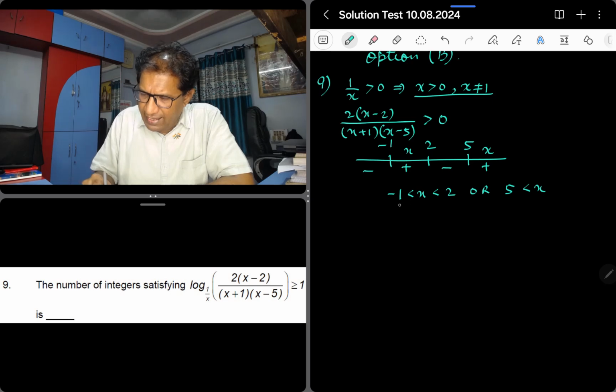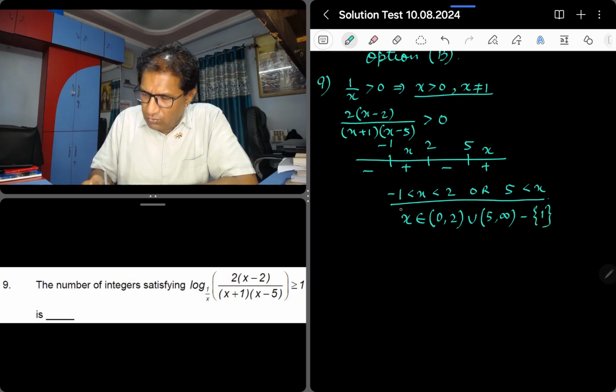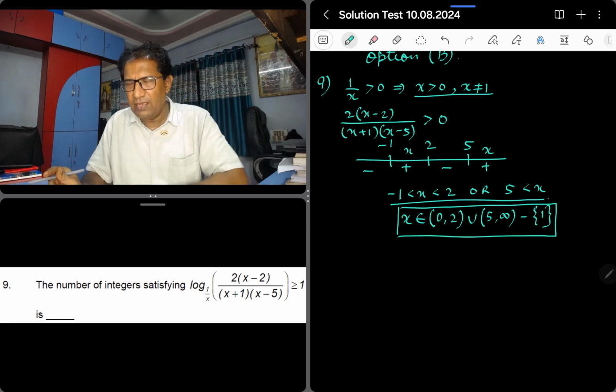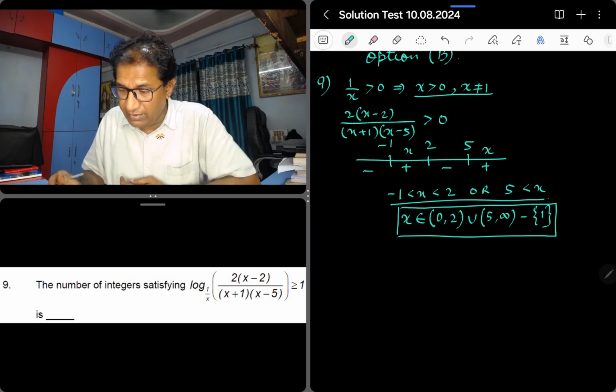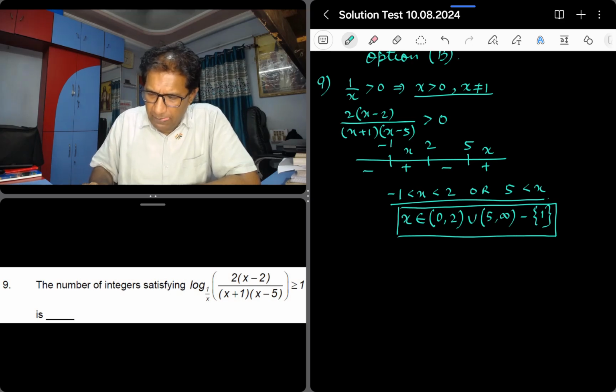So combining this and this, we can say that x is lying between, as x is greater than 0, so we will write that x belongs to 0 to 2 or from 5 to infinity. But be careful, you cannot take the value 1. So these are the values of x for which the given inequality or the logarithm is defined. Okay, so now to the actual problem.